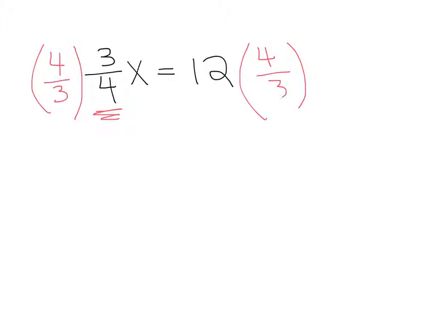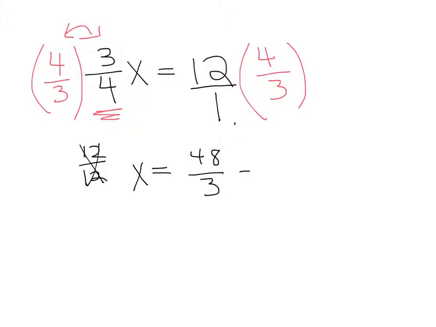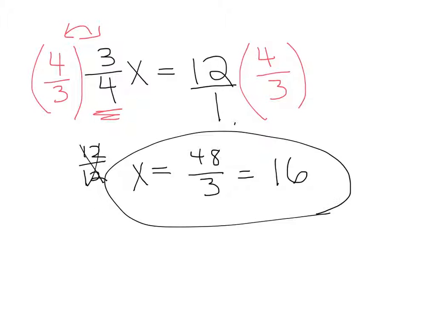The reciprocal means flip the fraction, right? Well, 4/3 times 3/4 is, if you really do it, 12/12, which happens to be 1. So I get 1x equals, and I'm going to make this 12/1. 12/1 times 4/3 is 48/3, which I can simplify to be 16. So x equals 16.